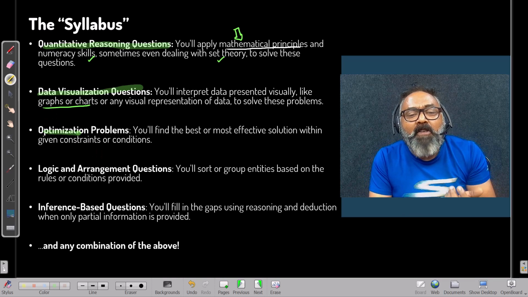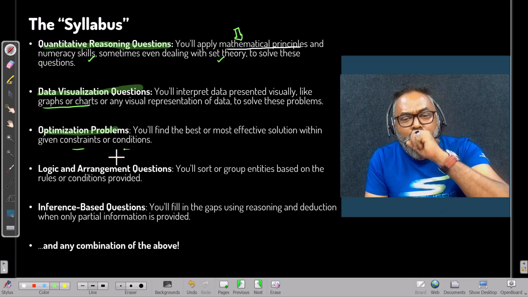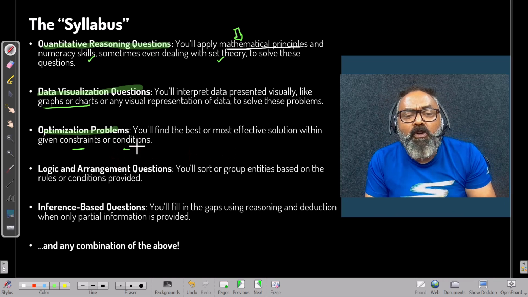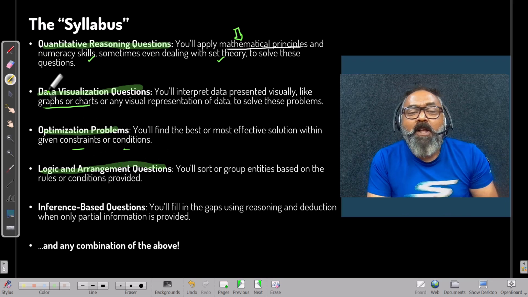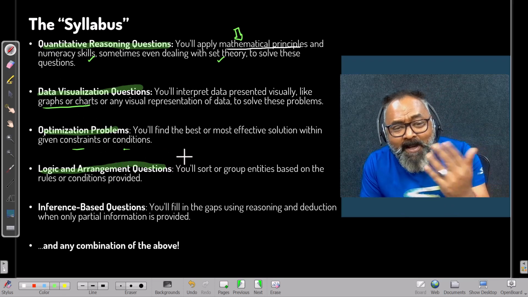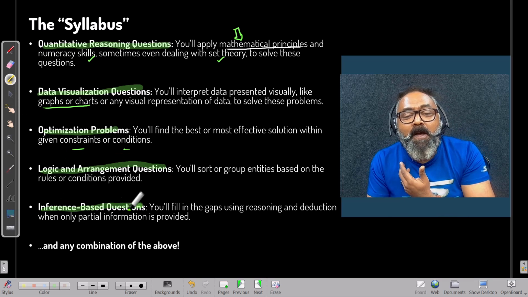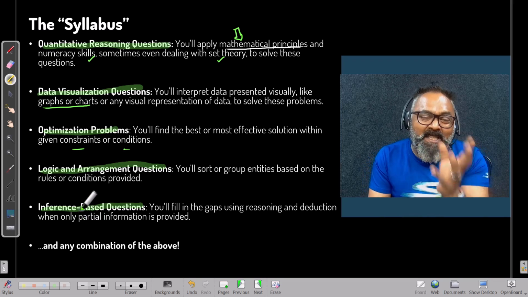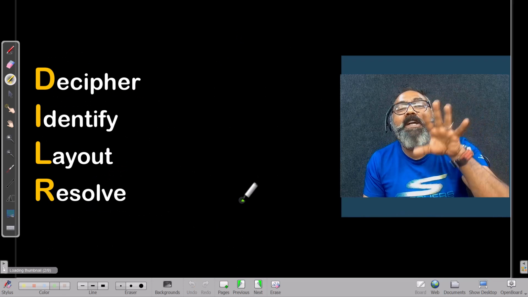There could be optimization problems, where you get constraints and conditions, and you have to figure out effective solutions. There could be logic and arrangement kinds of questions, something that I think a lot of people love doing. And there are inference based questions, where partial information is given, data is missing, and some combination of all this. Whatever it be, we will have a DILR process.